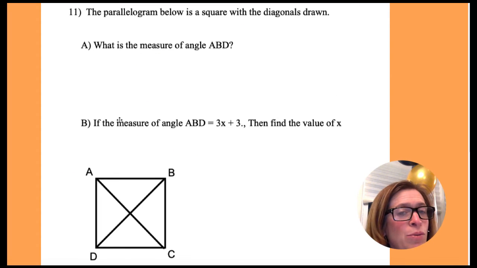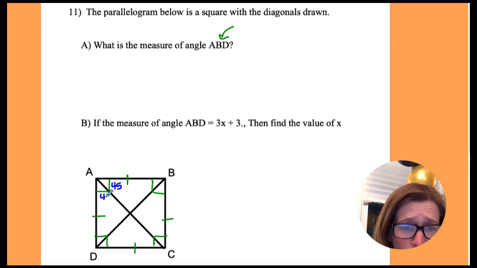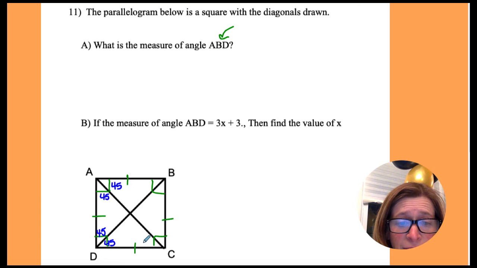All right, this one big. The parallelogram is a square with the diagonals drawn. What's the measure of angle ABD? Well, first, I know that these are all 90 degrees. I know that the opposite sides are congruent. But I said that it's a square. You should label all your angles as 45 because if it's a square, it means that those diagonals bisect the vertex angles.